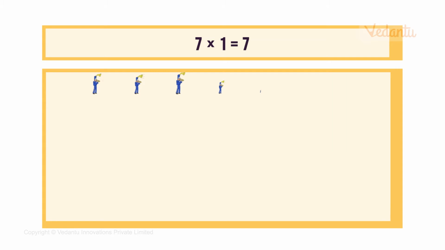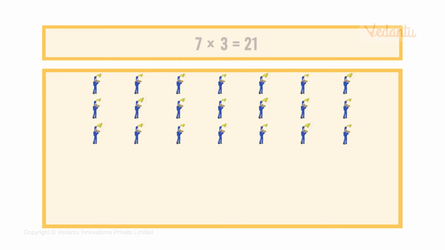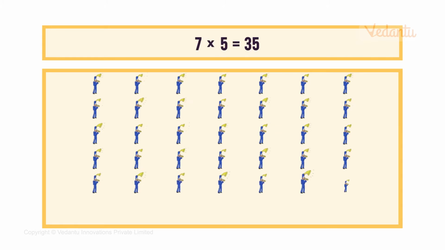The first multiple of 7 is 7. The second multiple of 7 is 14. The third multiple of 7 is 21. And the fourth multiple of 7 is 28. The fifth multiple of 7 is 35. And the sixth multiple of 7 is 42.